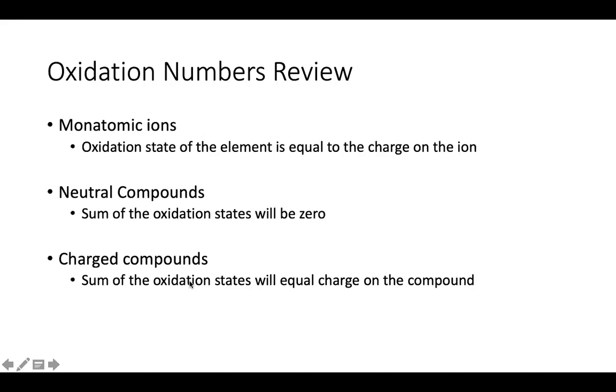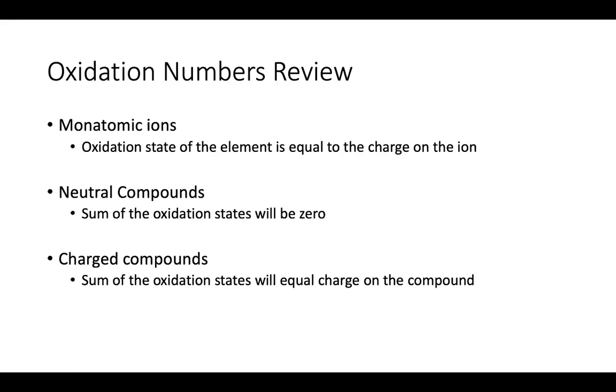So just as a quick review of oxidation numbers, this is the overarching rules that we see. We have several different compounds we come across. We have monatomic ions, which just means it's an ion with a single element.